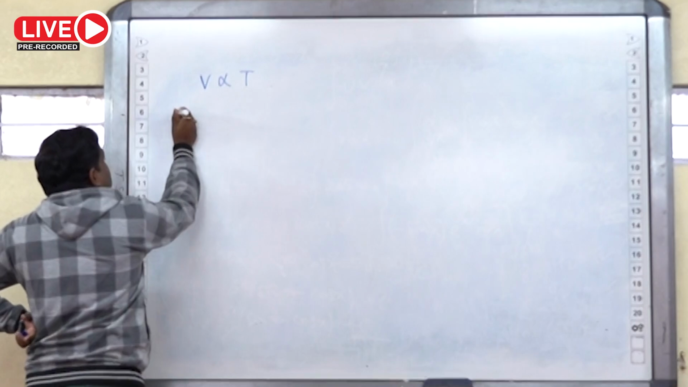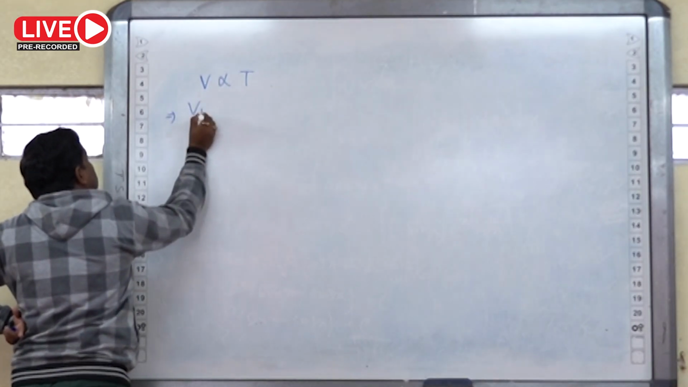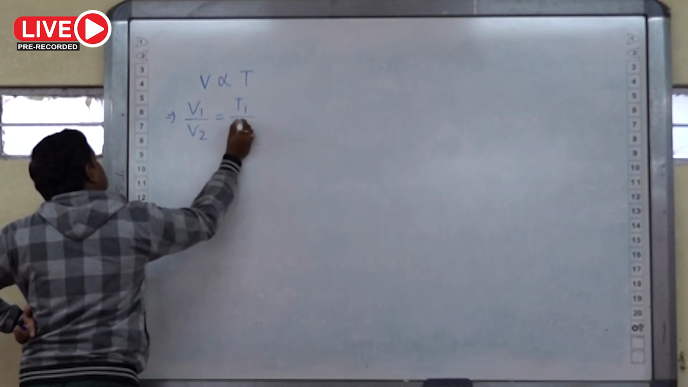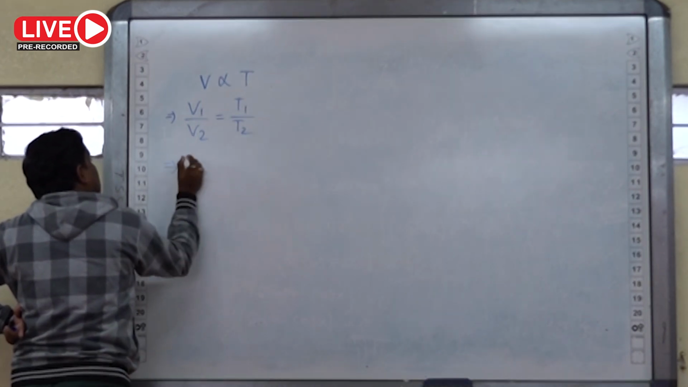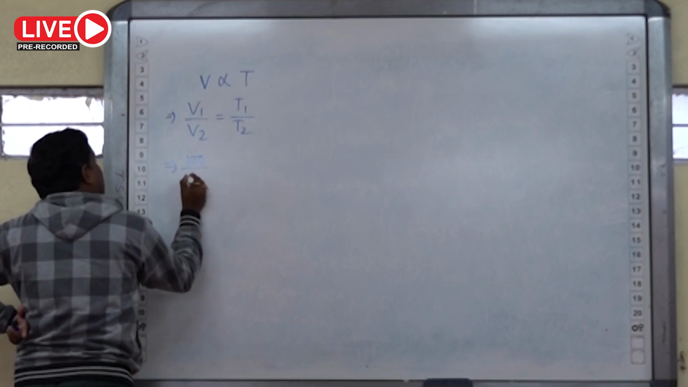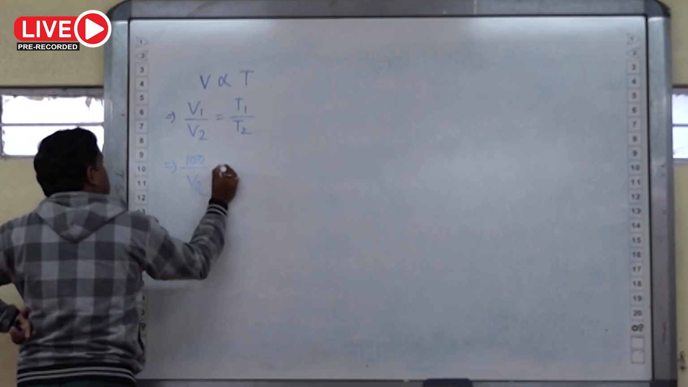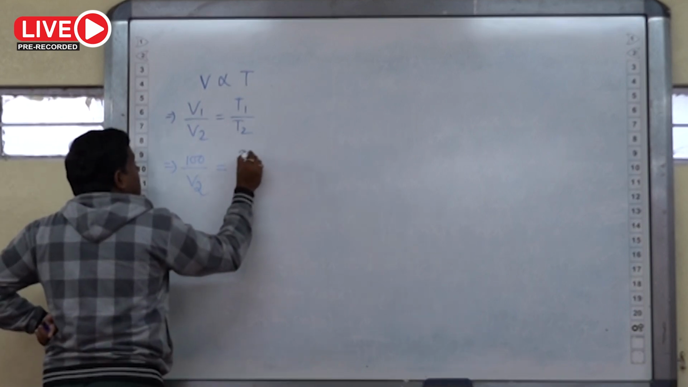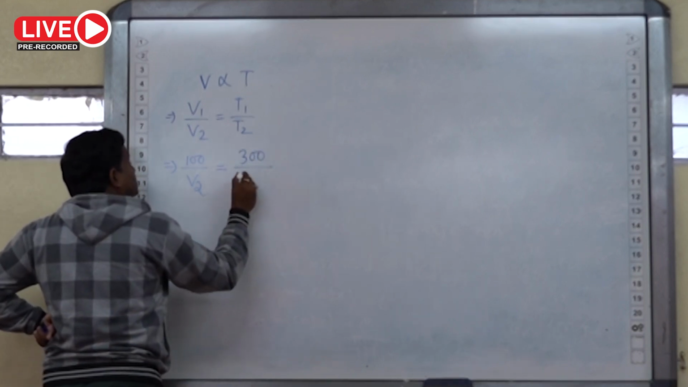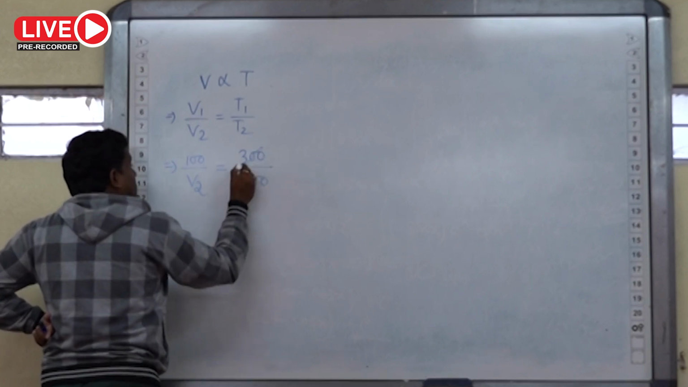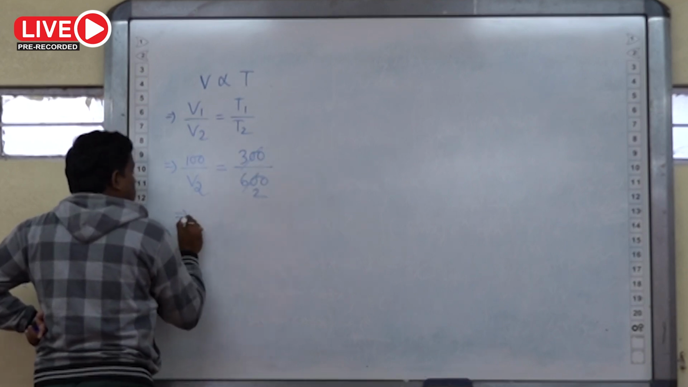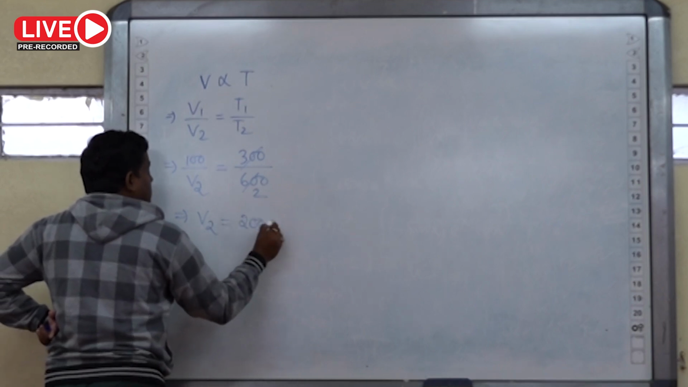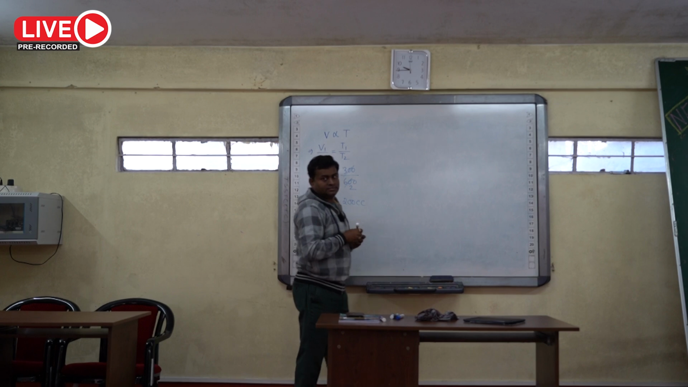Okay. Now from this you can write V1 by V2 equal to T1 by T2. Now V1 is already given, 100. You have to find out V2. T1 is given 27 degrees Celsius, means 300 Kelvin, and 327 means 600 Kelvin. So this one will be 2. So the final volume of the gas will be 200 cc. That is the answer.